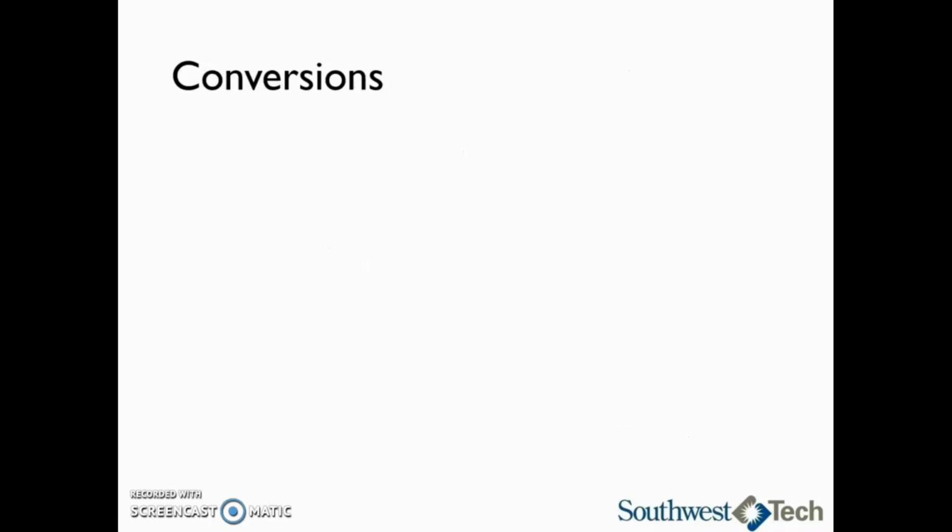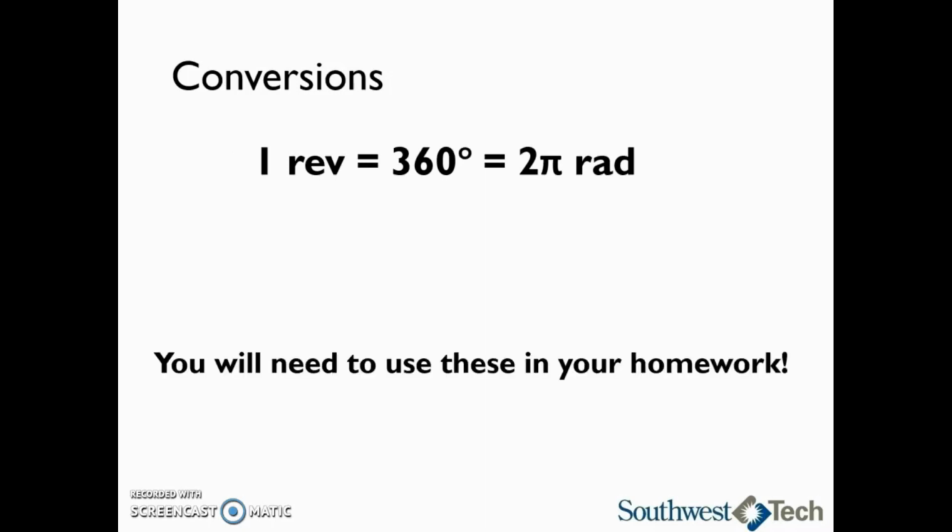Here are a few useful conversions between the three systems of measuring angles. 1 revolution equals 360 degrees, which is equal to 2 pi radians. You will need to convert units in the homework, so make sure that you know these conversions. It is also important to note that these are considered exact numbers, not measurements, so these values will not count towards your significant digits.